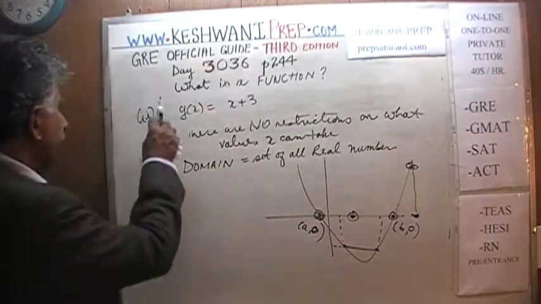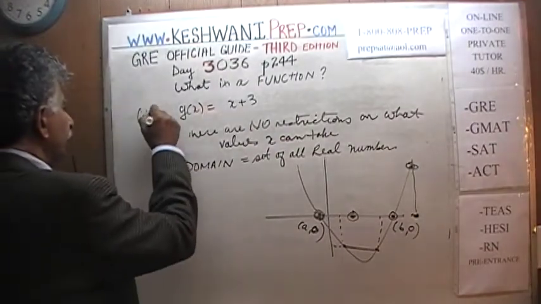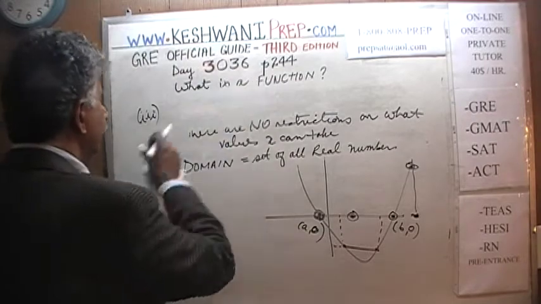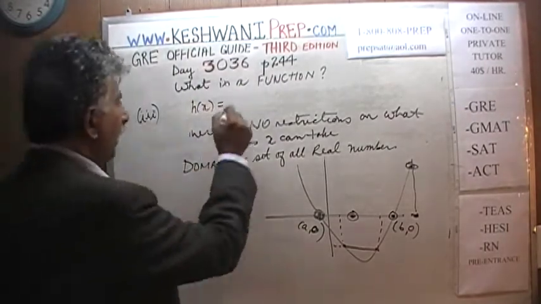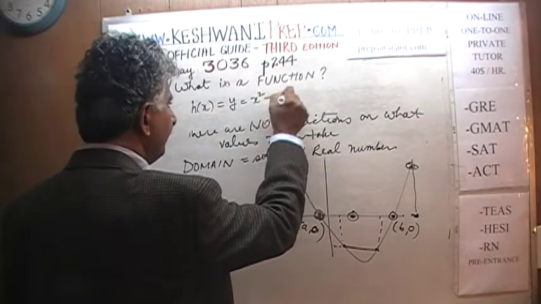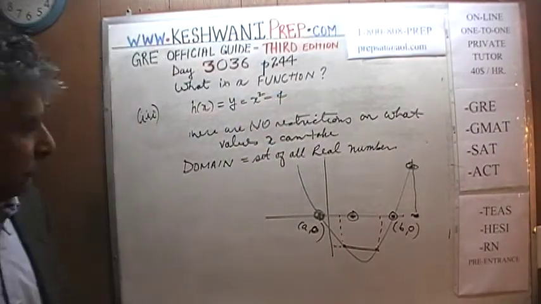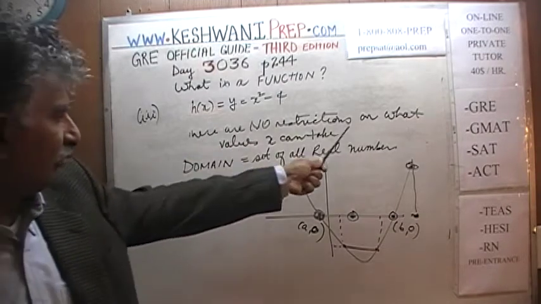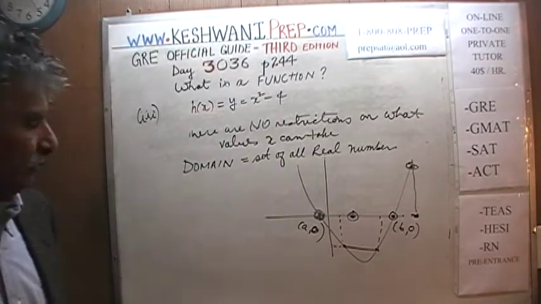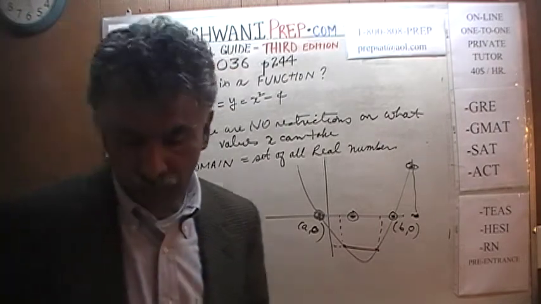Let's do one more. Number 3, h of x. The third one that we did was y is equal to x squared minus 4. Again, there is no problem. Here also, there are no restrictions on what values y can assume. The domain, again, is the set of all real numbers.